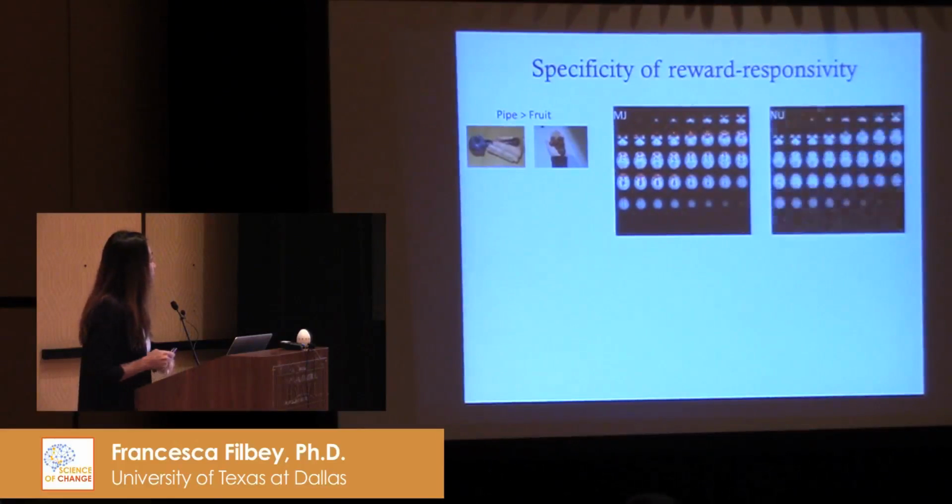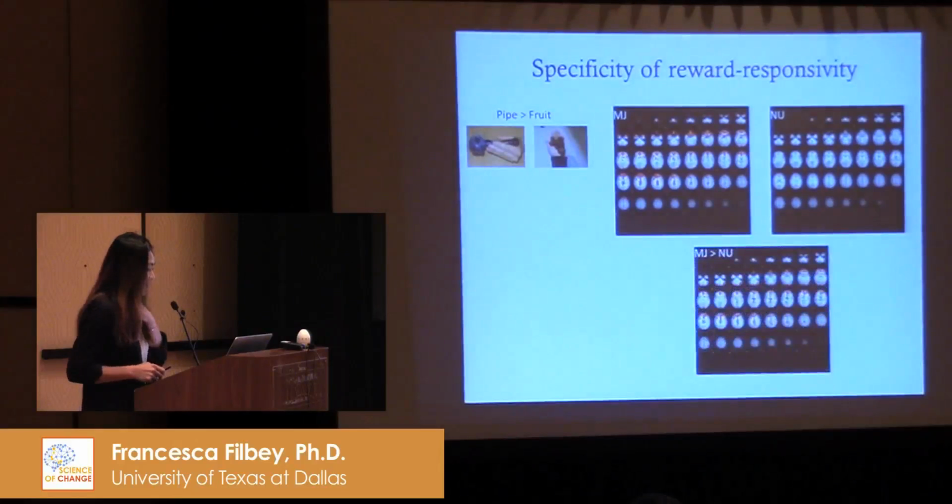And then here's the group map for the normal controls. So normal controls really do not respond to a marijuana pipe relative to the fruit. And then the direct contrast shows this difference. Again, those key areas highly different in marijuana users.